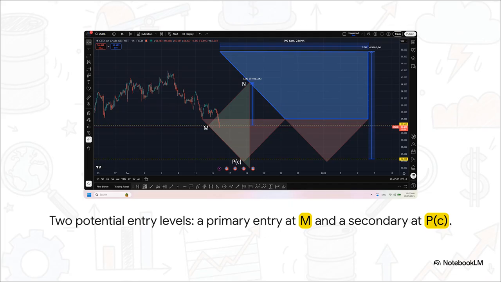The model has identified two potential entry points based on its geometry. See the main one there, marked M? That's the primary entry. And then there's a secondary one, down at PC. These two levels are really the foundation for the whole plan.